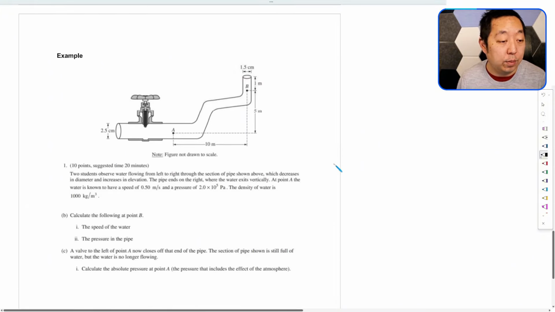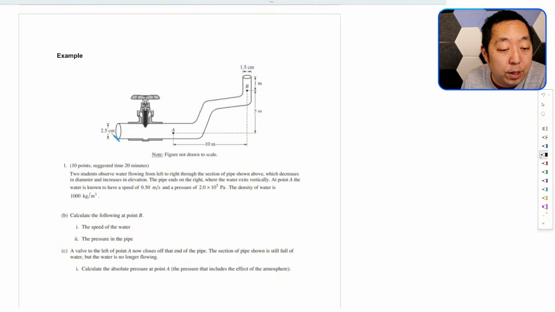Let's look at another problem here. So we have two students. This is an old FRQ. Students observe water flowing to the left or the right through a section of the pipe shown, which decreases in diameter and increases in elevation. The pipe ends on the right where the water exits vertically. At point A, the water is known to have a speed of 0.5 meters per second and a pressure of 2 times 10 to the 5th pascals.